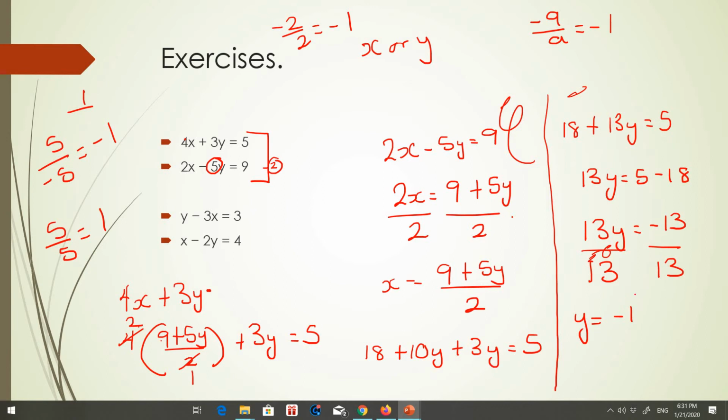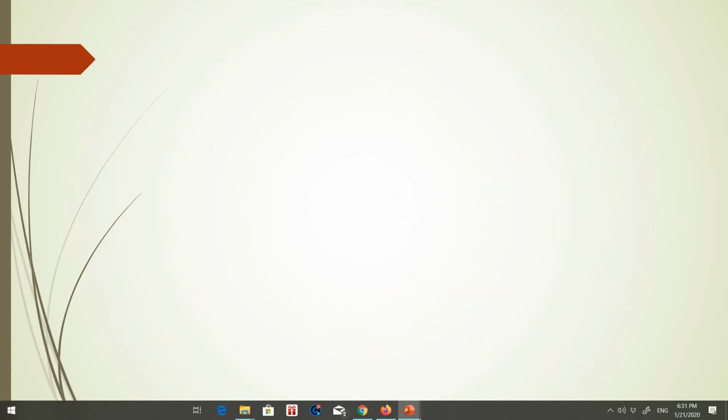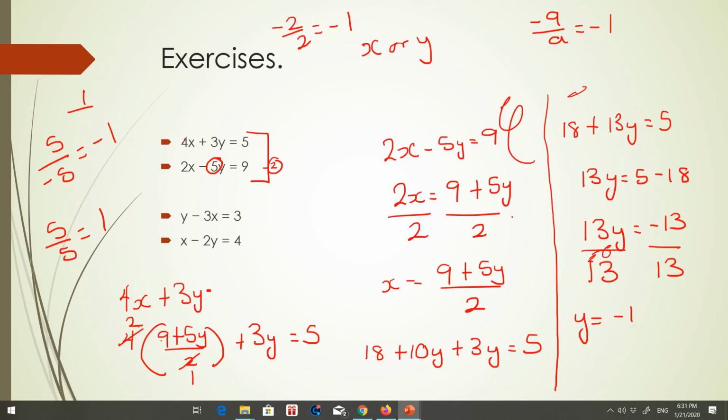So we have y is minus 1. Cool. Okay. Now, let me see if I put space here. Yes, I put space. Now, y is minus 1. That's awesome. Okay. Now, let's try to find the value of x. So let's try the second one.